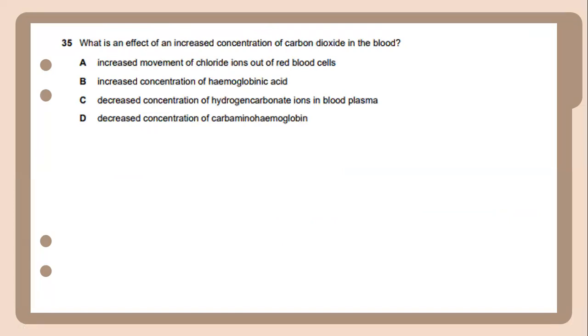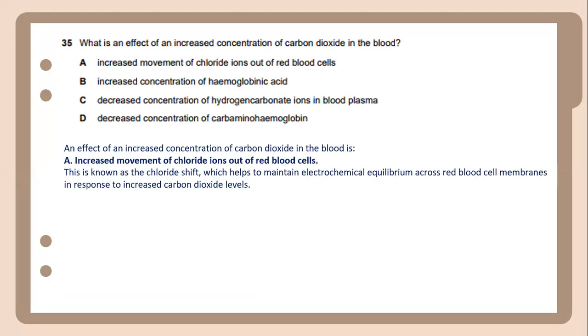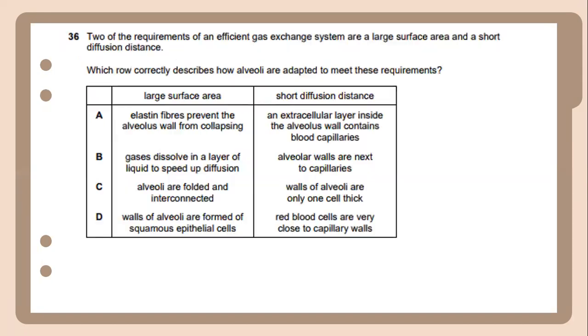35. What is an effect of an increased concentration of carbon dioxide in the blood? An effect of an increased concentration of carbon dioxide in the blood is A, increased movement of chloride ions out of the red blood cell. This is known as the chloride shift, which helps to maintain electrochemical equilibrium across the red blood cell membrane in response to increased carbon dioxide level. The answer would be A.